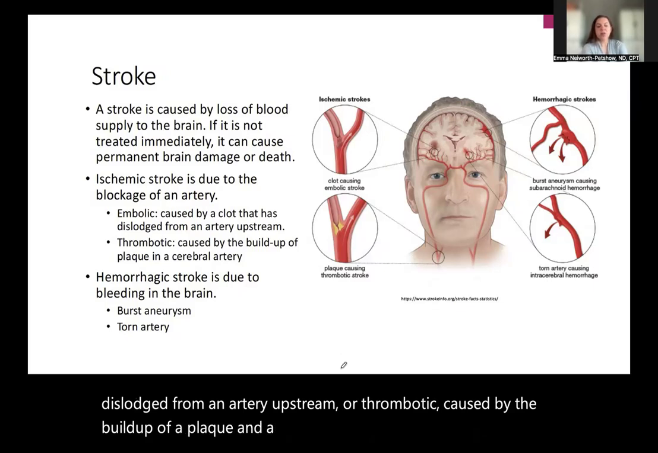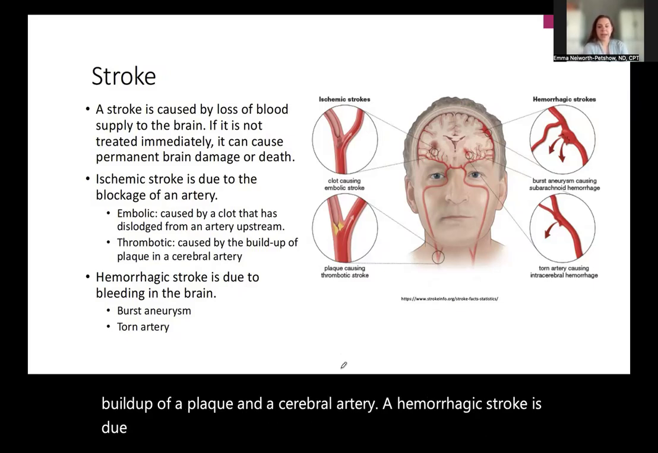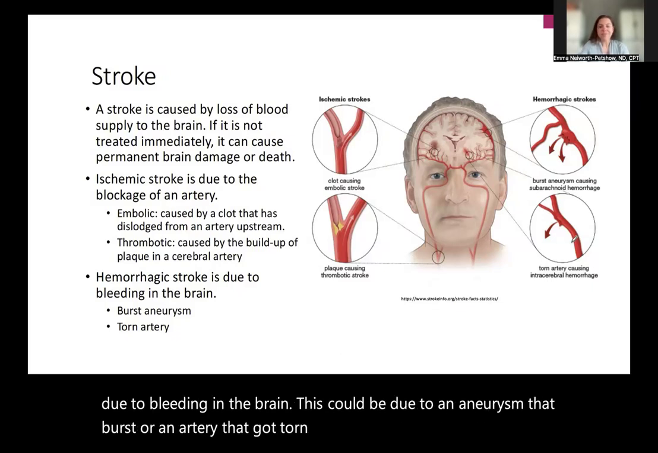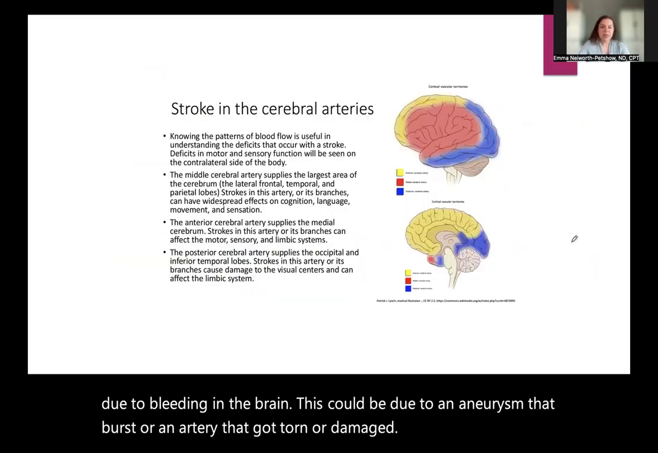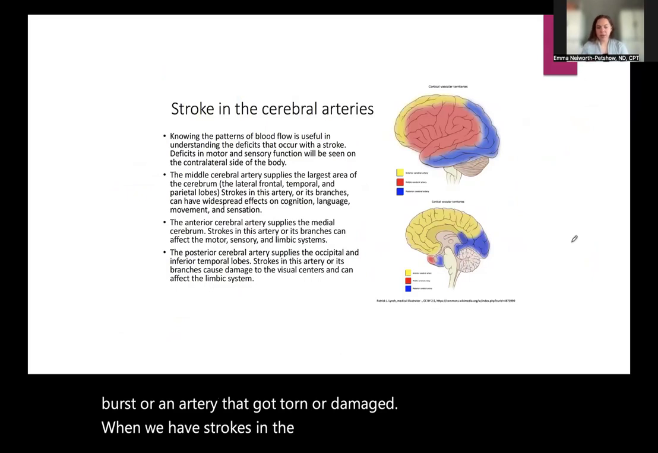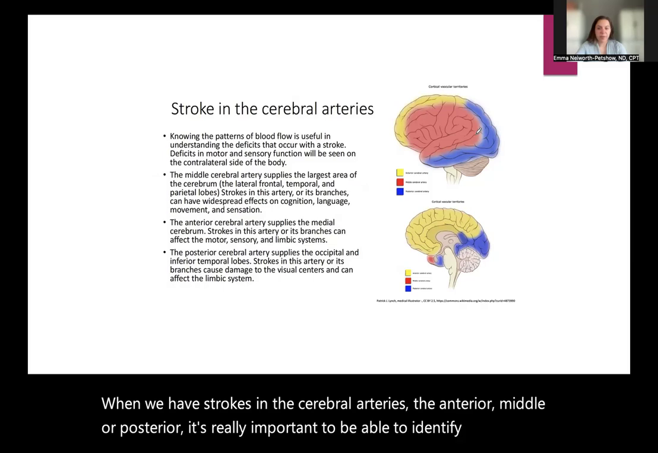A hemorrhagic stroke is due to bleeding in the brain. This could be due to an aneurysm that burst or an artery that got torn or damaged. When we have strokes in the cerebral arteries, the anterior, middle, or posterior, it's really important to be able to identify the pattern of blood flow.